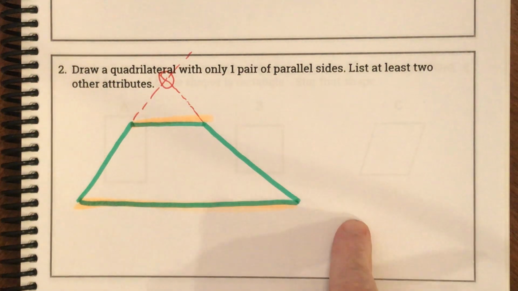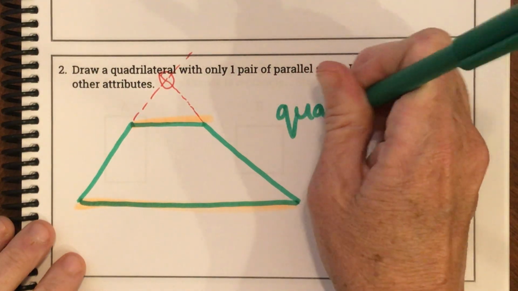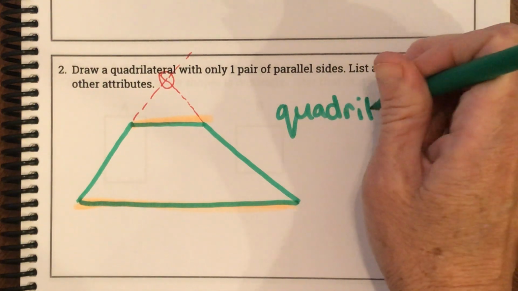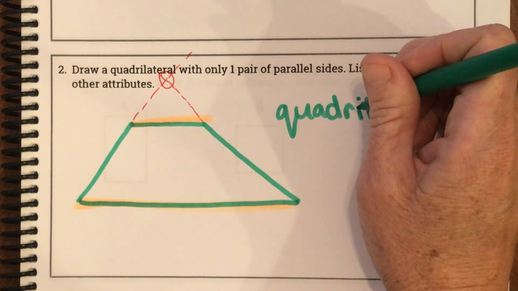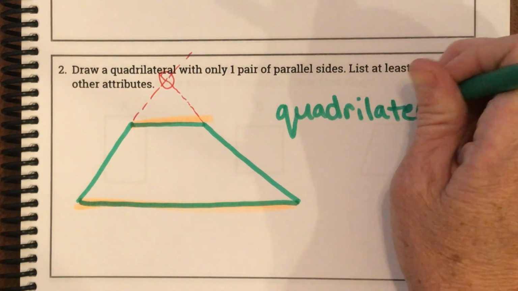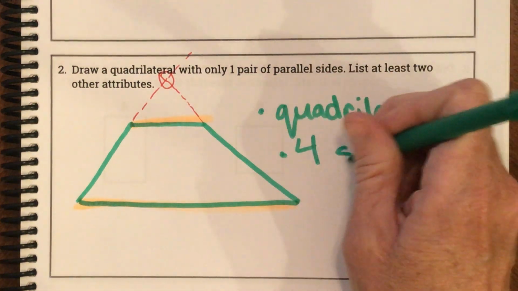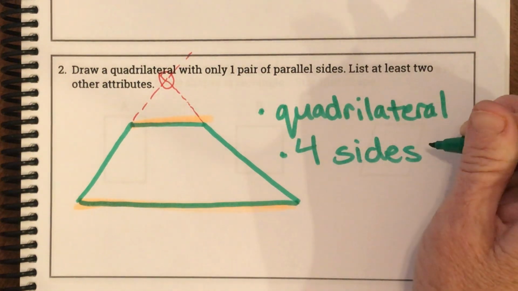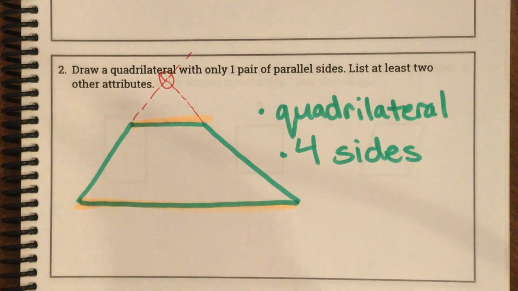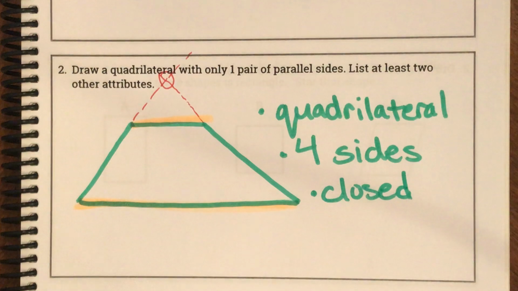Okay, they said list at least 2 other things. What else could we say about this? We could say it's a quadrilateral, right? It is a quadrilateral. We could definitely say that. We could say it has 4 sides. I think we could say it's closed. We only need 2, but there's 3 that we could say about it.